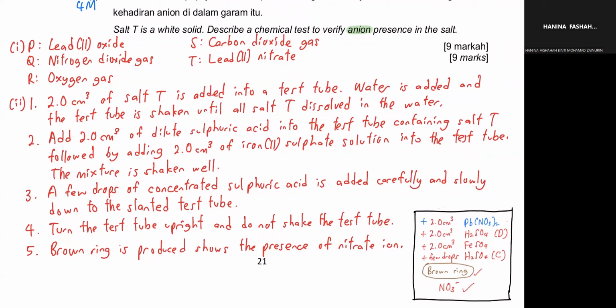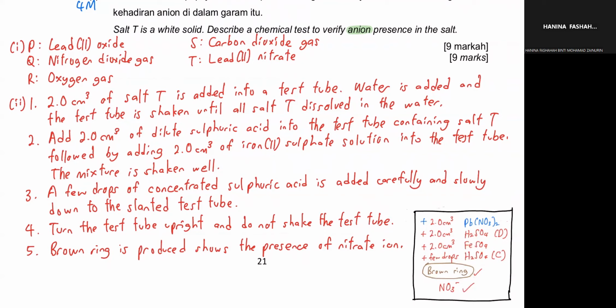This shortcut to remember for nitrate ion, because a bit hard to remember. First of all, you have to add what? You have to pour inside a test tube the one that you want to test, salt T. Salt T is Pb nitrate. Then only you add these three things: H2SO4, FeSO4, H2SO4. The first one is dilute sulfuric acid. The last one is concentrated sulfuric acid. The middle one is iron 2 sulfate, FeSO4. Then after that, you have brown ring form. Then confirm the presence of nitrate ion.